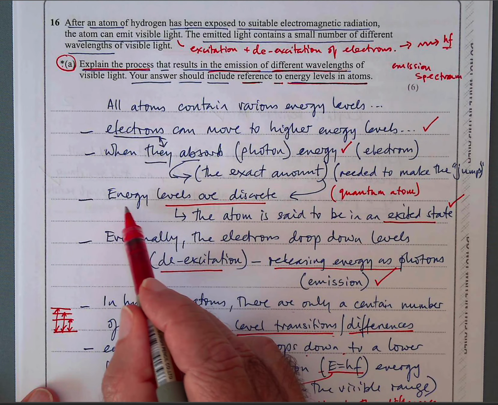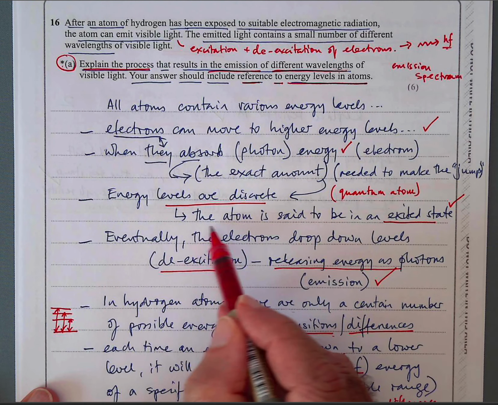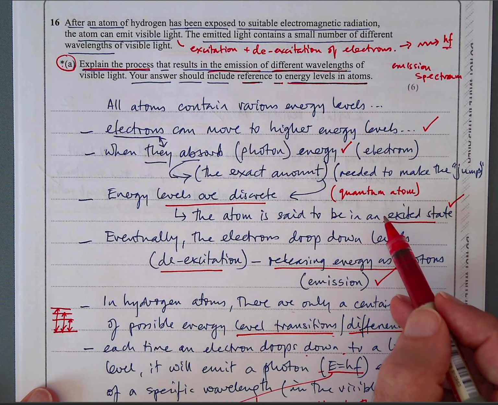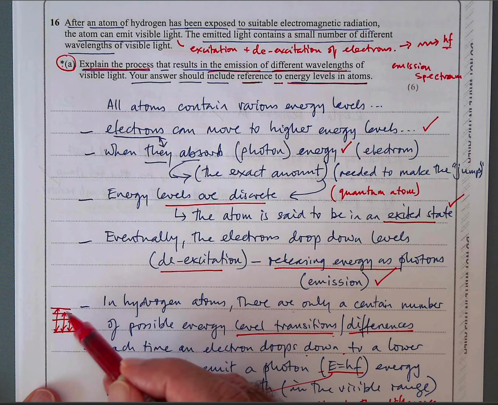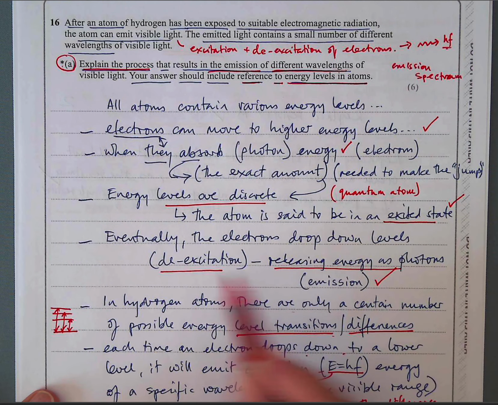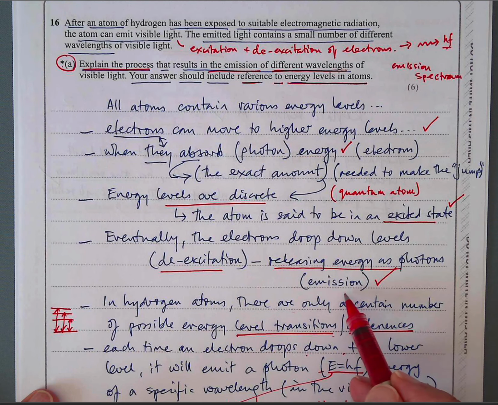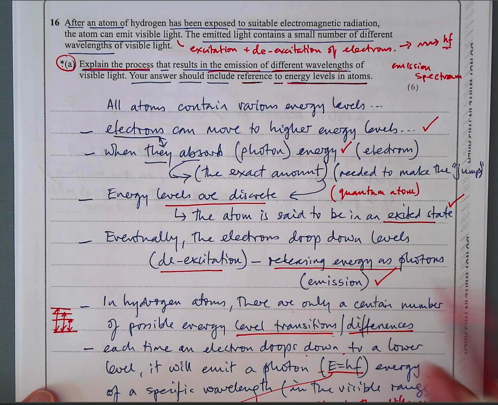Okay. These energy levels are discrete, that means they are fixed values that we have. They are discrete values, known values. The atom is said to be in an excited state when they have got the ability to jump up a level. Okay. Eventually, the electrons then drop down levels, and de-excitation is what this is called. This releases energy as photons, and this is the emission spectrum that will be produced by the atom that we're looking at.